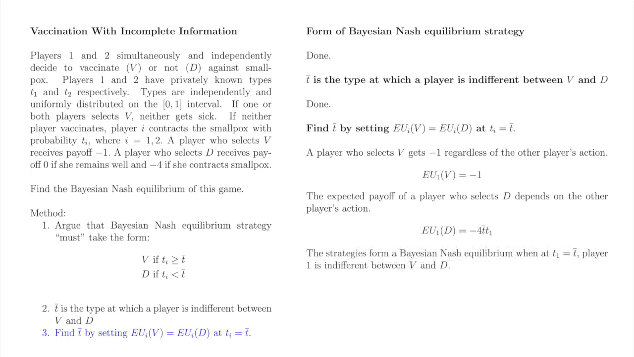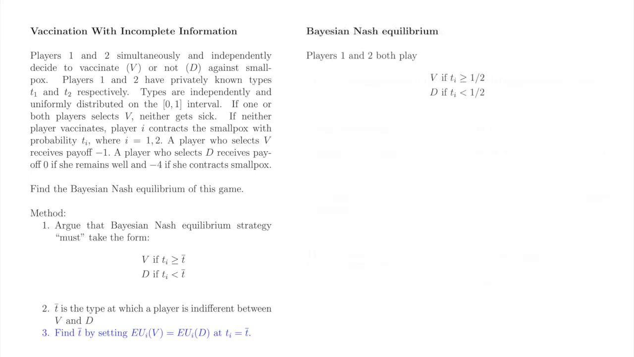We argued in step 2 that T-bar is the type at which player 1 is indifferent between the two actions. Therefore, set T1 equal to T-bar and solve for the T-bar at which EU1 of V equals EU1 of D. T-bar equals 1/2. Here is our Bayesian Nash equilibrium.